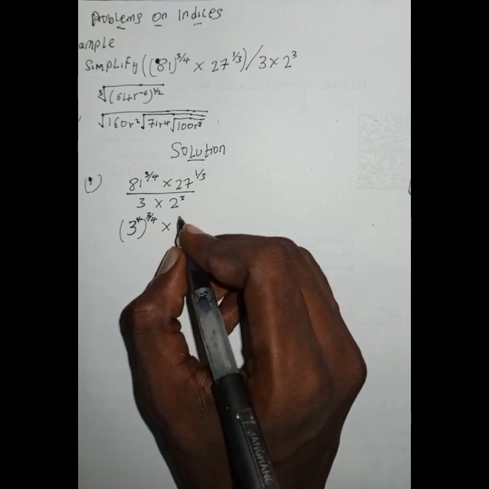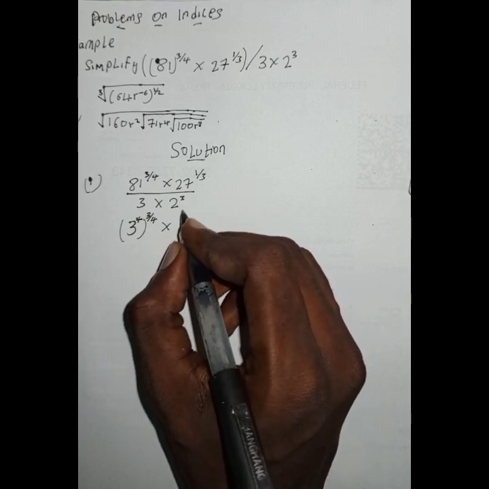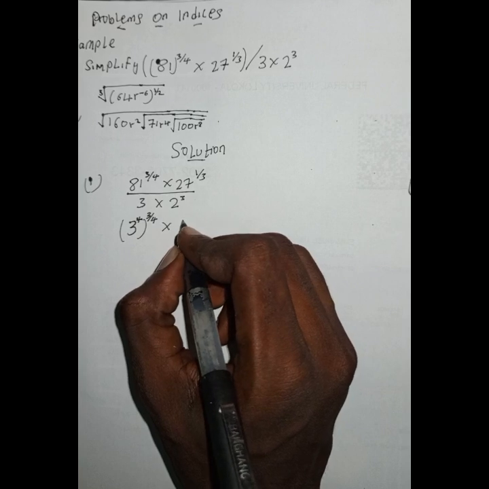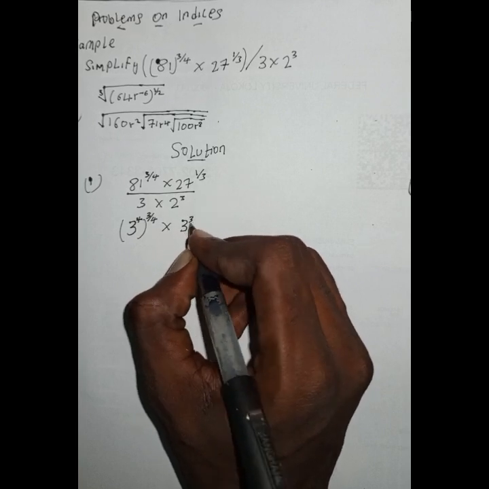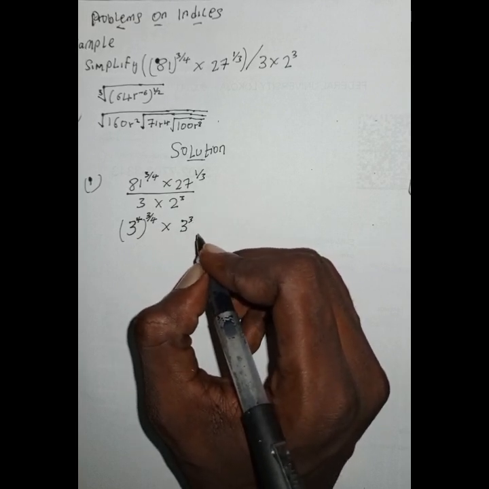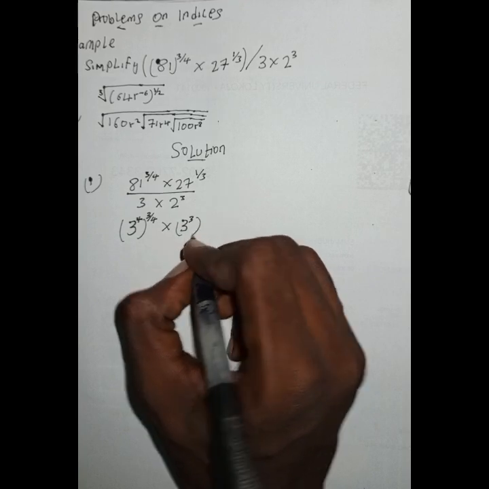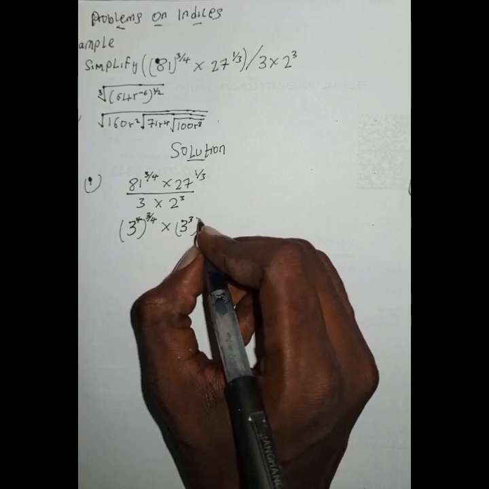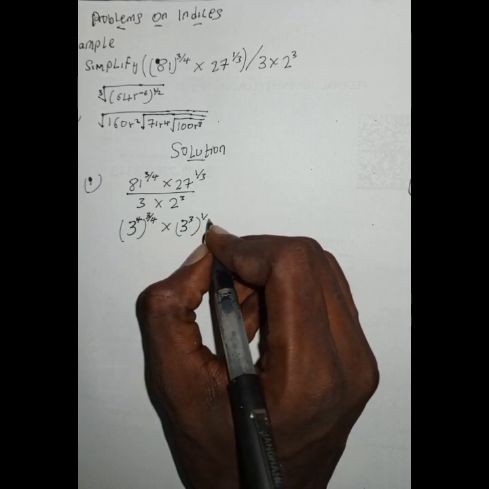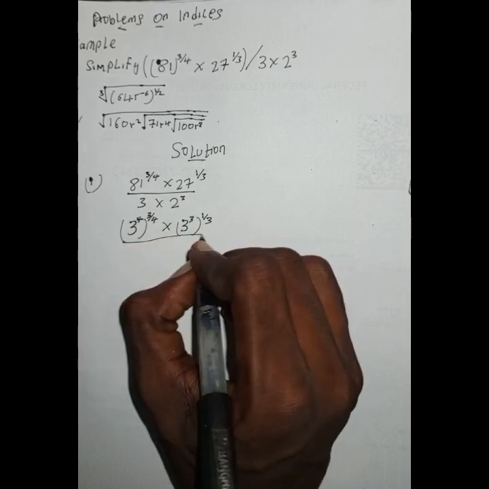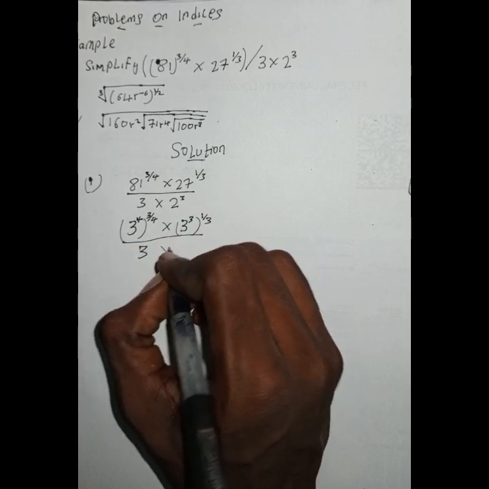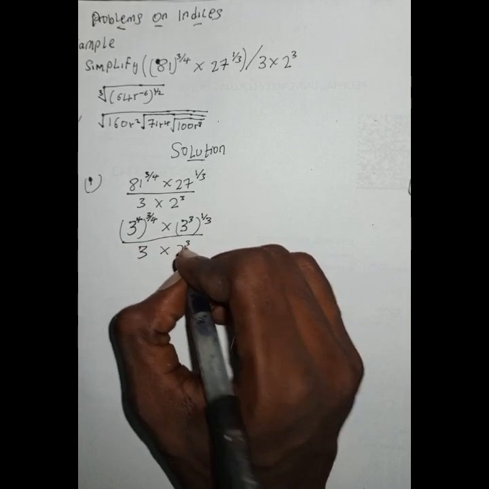Now we have multiplied by 27. Remember, we can rewrite 27 as 3 raised to the power of 3, because 3 times 3 is 9, and 9 times 3 is 27. So we can rewrite this as 3 raised to the power of 3, and then we have our power 1 over 3, all over 3. This is already 3, and times 2 raised to the power of 3.